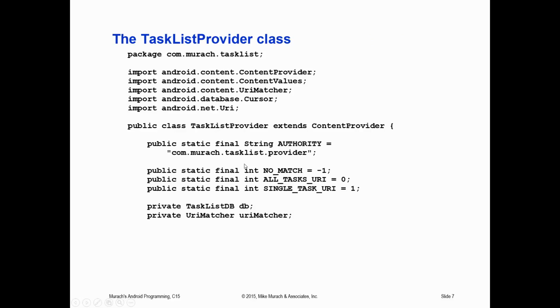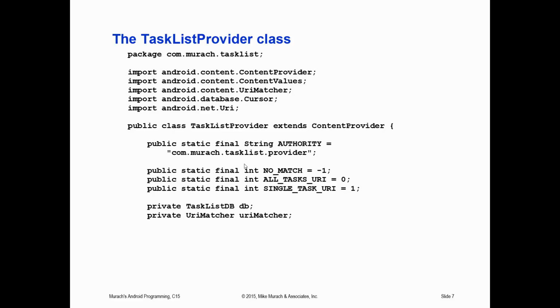So, how do you create a content provider? Well, figure 15-3 on page 472 and 473 shows how this is done. To begin with, you declare a class like the task list provider class that's shown here.